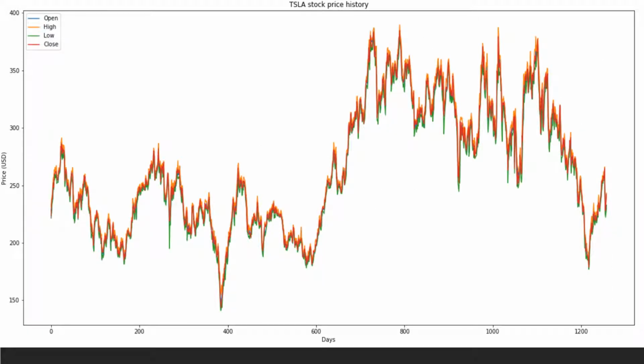Over here we see the Tesla stock price history. This is just to show you how this data frame looks upon visualization. So you see the open, high, low, and the close lines. Fun fact, we will be using the close values for predictions in the future, because knowing the closing values gives us a better estimation for the next day's investment.